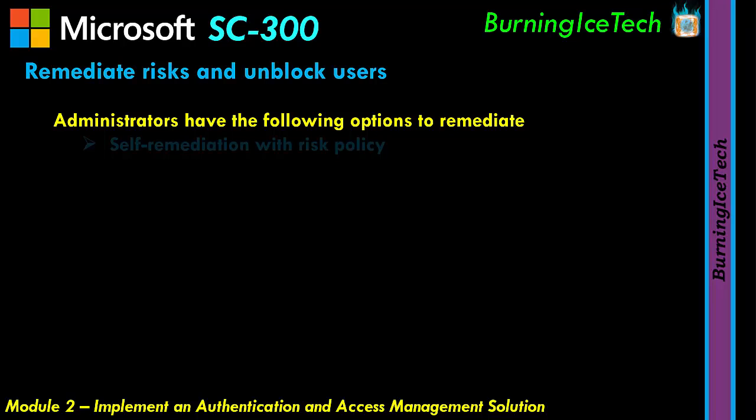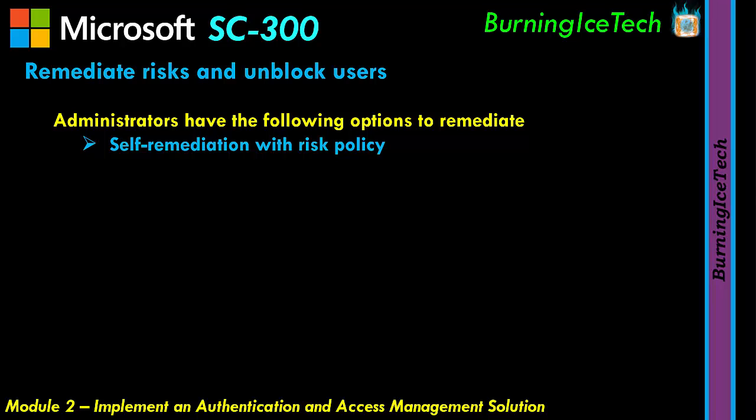The first is self-remediation with risk policy. So if you allow users to self-remediate with Azure Active Directory multi-factor authentication and self-service password reset in your risk policies, they can actually unblock themselves when a risk is detected. These detections are then considered closed by the system.